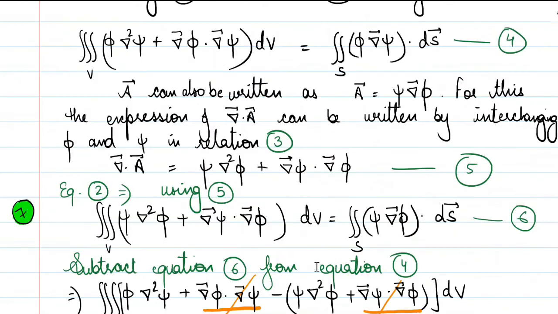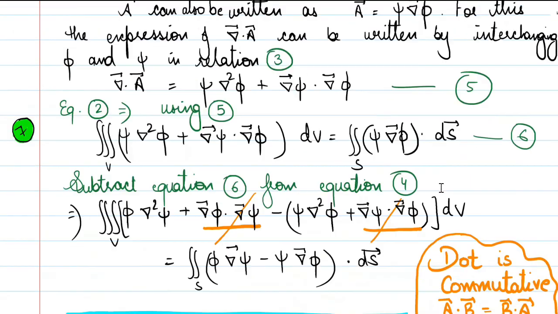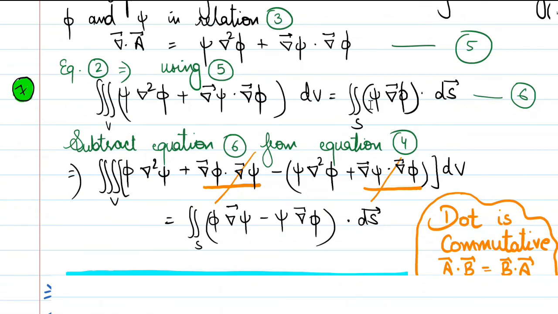The right hand side would be the surface integral of the values. So first we would write the right hand side term of equation 4, which is phi del psi, and then we would subtract the right hand side term of equation 6, which is psi del phi, from it, and then we have this dot, and then this is ds. Now one thing you can see here is that we have obtained this del phi dot del psi, and here we have del psi dot del phi. This is a dot product, and we know dot product is commutative. So A dot B is B dot A.